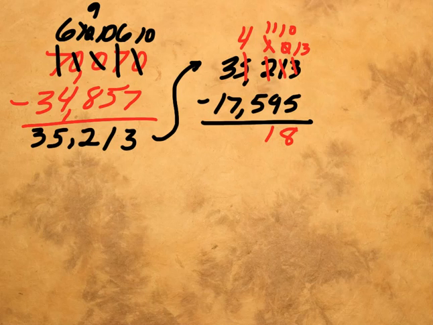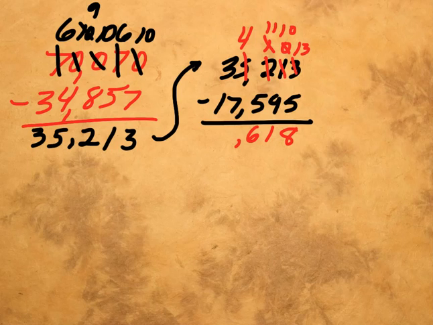I had to go all the way over and borrow from the 5 to make the 11. In other words, I turned the 1 into 11 by adding the 10 that I borrowed from the thousands place. So doing the subtraction, 11 minus 5 is 6.